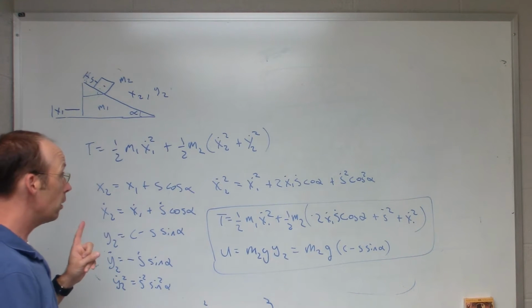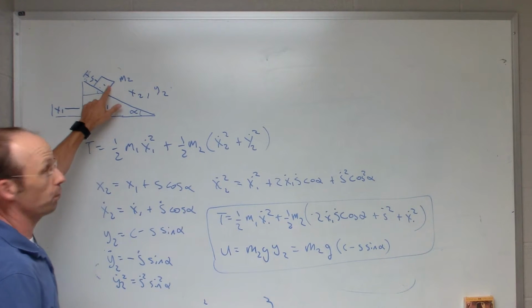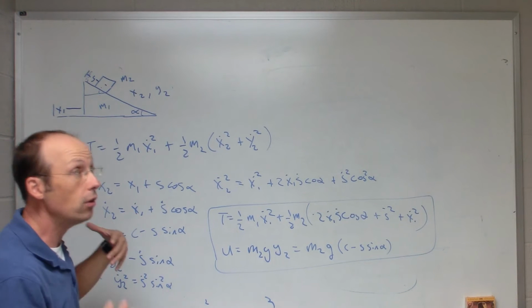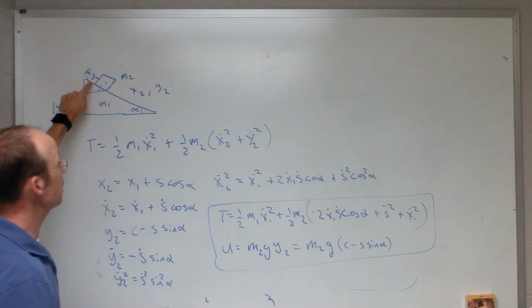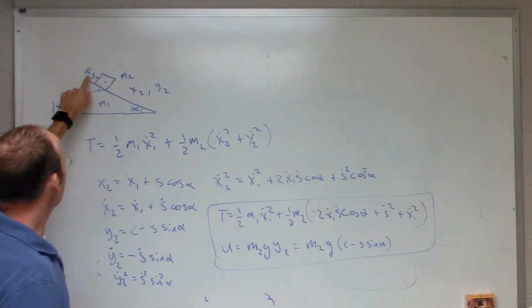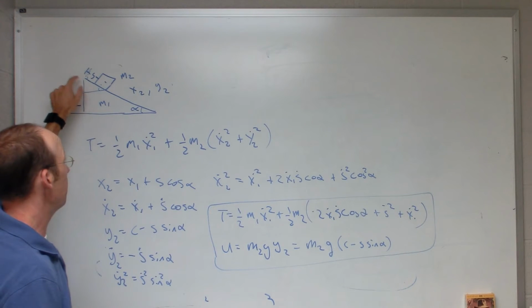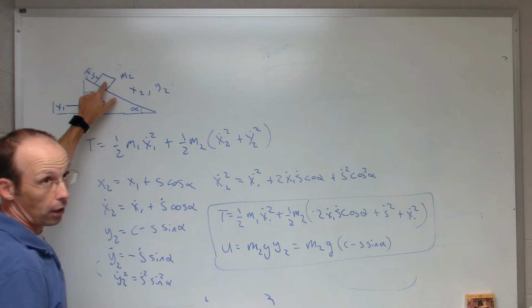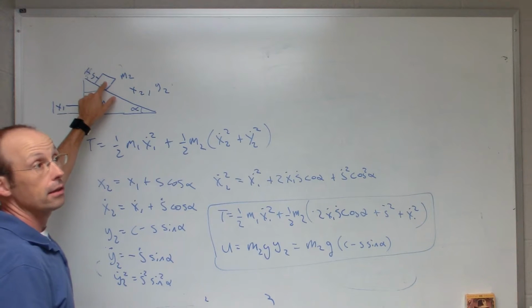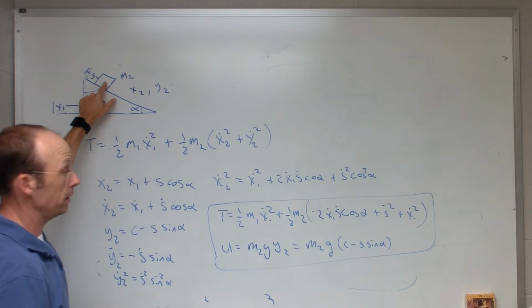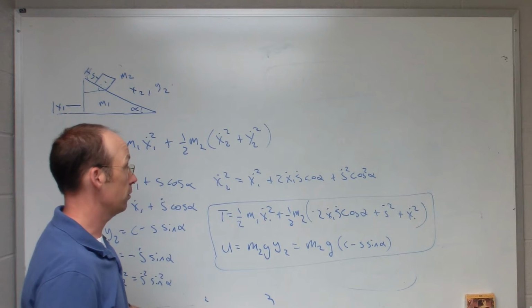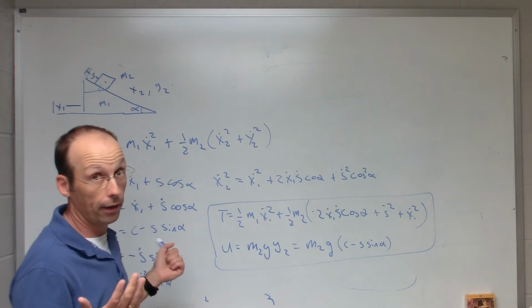The trick here was the kinetic energy, because I need to find the real kinetic energy. I can't just use s, because s is measured with respect to the top of the ramp, but the ramp moves. So if I write this in terms of real x and y coordinates, I can take the derivative to find the real velocities. And that's what I did here. So here's my kinetic energy, there's my potential energy, and now I'm going to proceed from there.